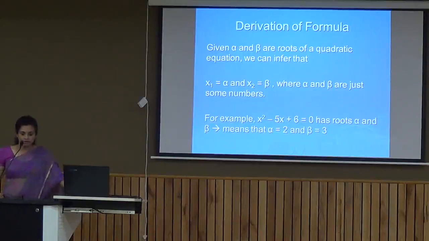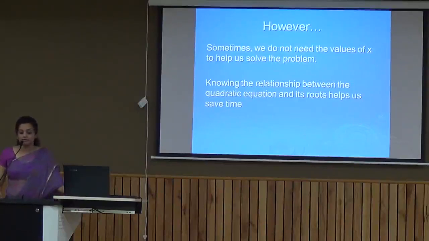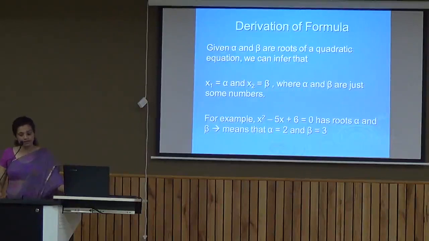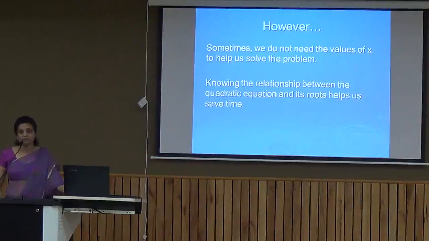For example, x squared minus 5x plus 6 equal to 0. Now, if you look at this polynomial, we can very well find the zeros by splitting the middle term. If we split the middle term, that is 5x, we're going to get 2 factors, minus 2x and minus 3x. On solving, it gives us the zeros 2 and 3. However, sometimes we do not need the values of x to help us solve the problem. Knowing the relationship between the quadratic equation, x squared minus 5x plus 6 equal to 0, and its roots helps us save a lot of time.